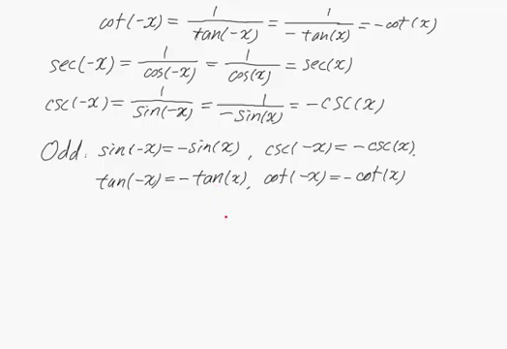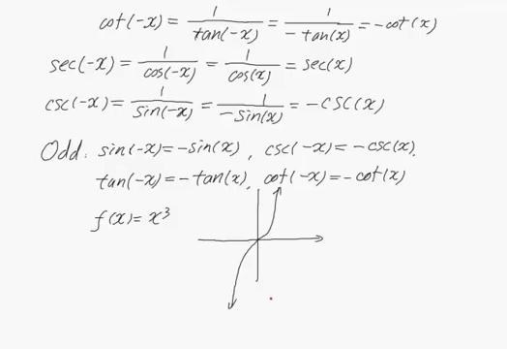And for these odd identities, we know the graphs of odd functions are symmetric about the origin. For example, we have this odd function f of x equal to x cubed, and its graph is like this. And this graph is symmetric about the origin. So this is an important property about the graph of odd functions.